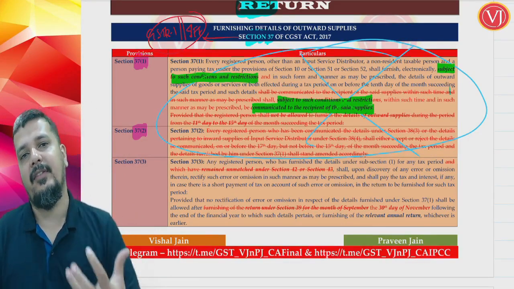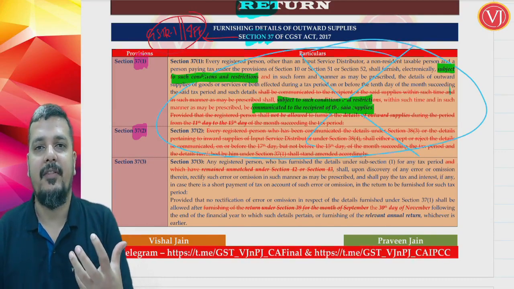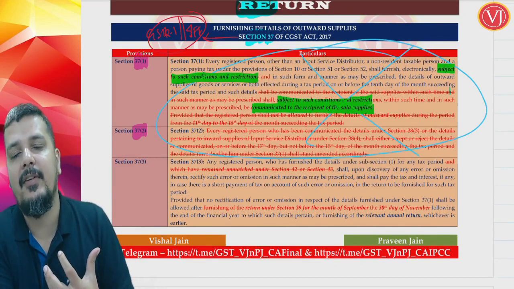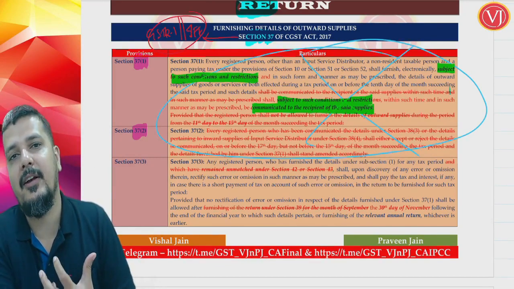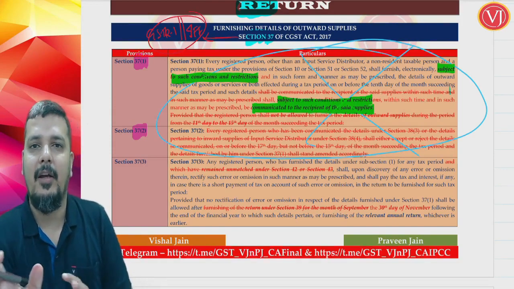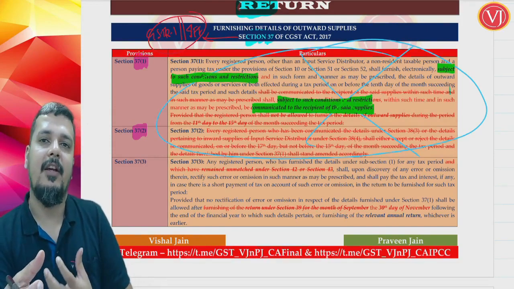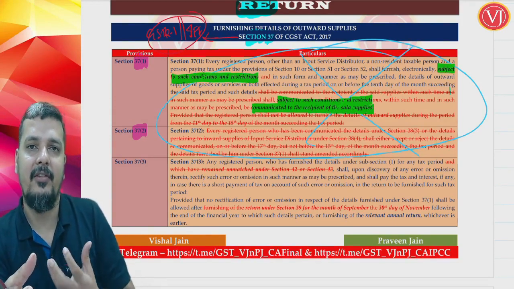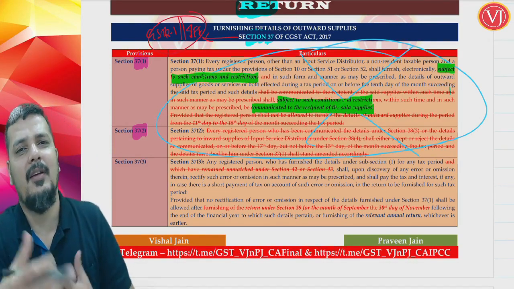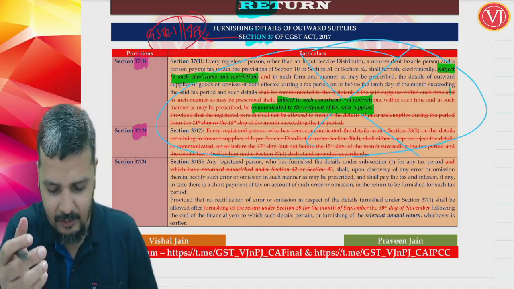Supplier will file his GSTR1 or IFF within such time, and the moment he files, the recipient will get the details of his inward supplies in GSTR2A, which is dynamic, and GSTR2B, which is static. So again, the clarification is that GSTR1 needs to be filed subject to certain conditions and restrictions, and the opposite party will get his details in his GSTR2A subject to conditions or restrictions.